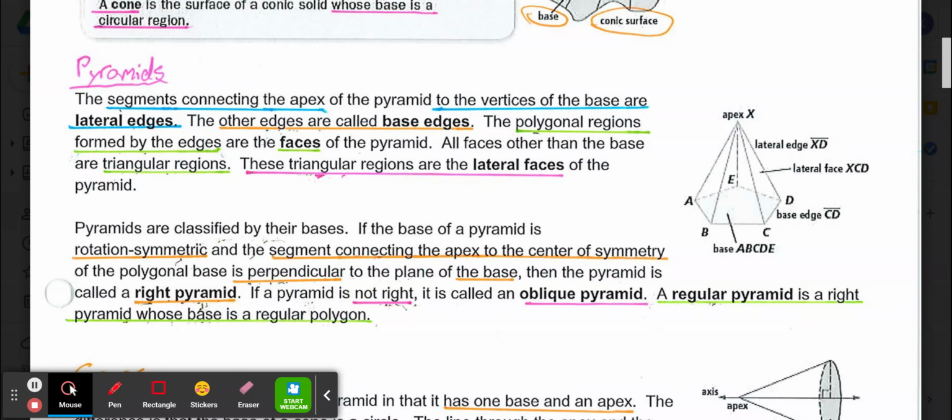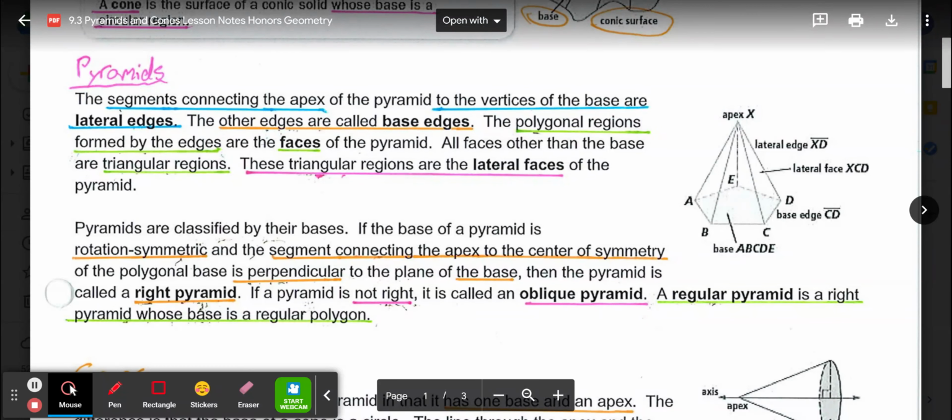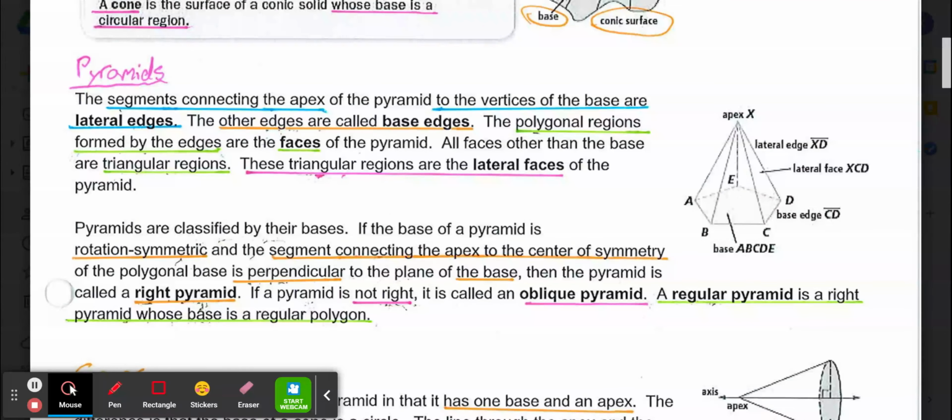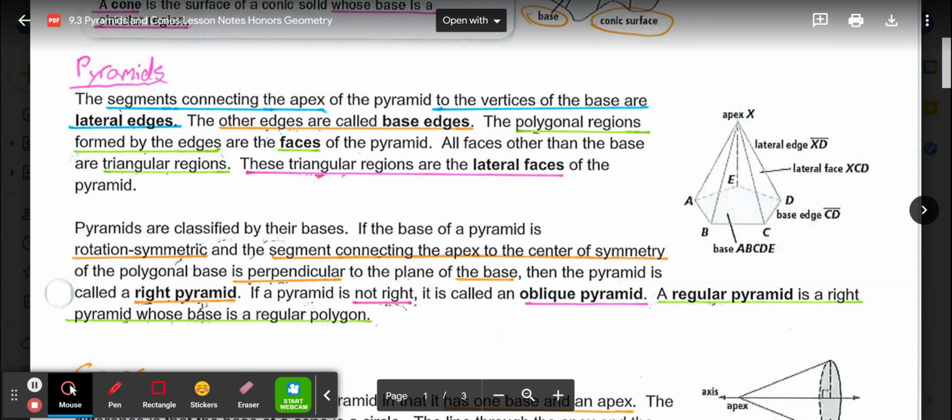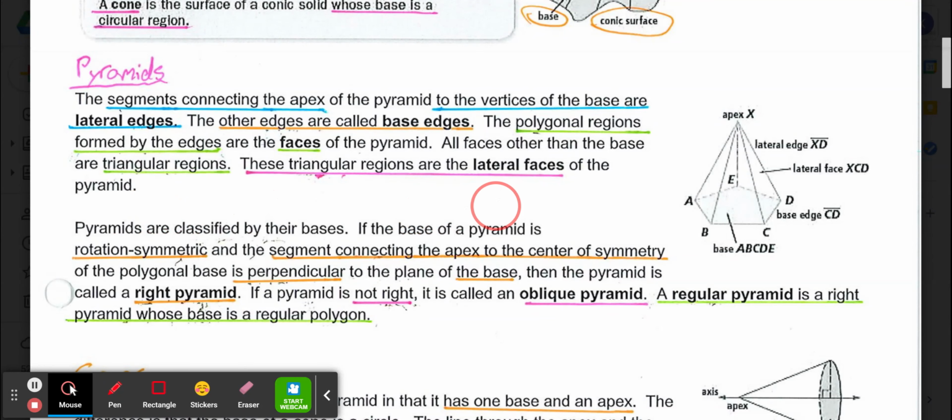All the faces other than our base, because the base isn't one of our faces, in a pyramid are triangular regions. These triangular regions are known as the lateral faces. So lateral faces are all of our triangular regions that make up the sides of the pyramid. Then pyramids, just like prisms, are classified by their bases. If the base of a pyramid is, let's say, a rectangle, it would be a rectangular pyramid. If it's a hexagon, it would be a hexagonal pyramid.